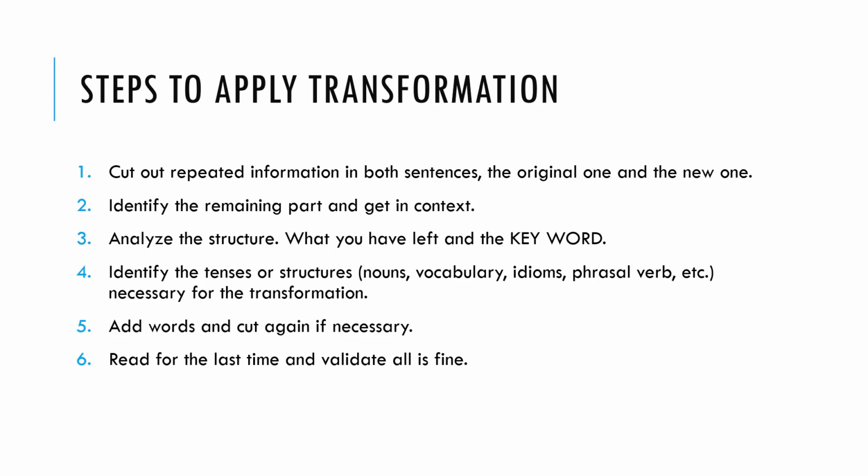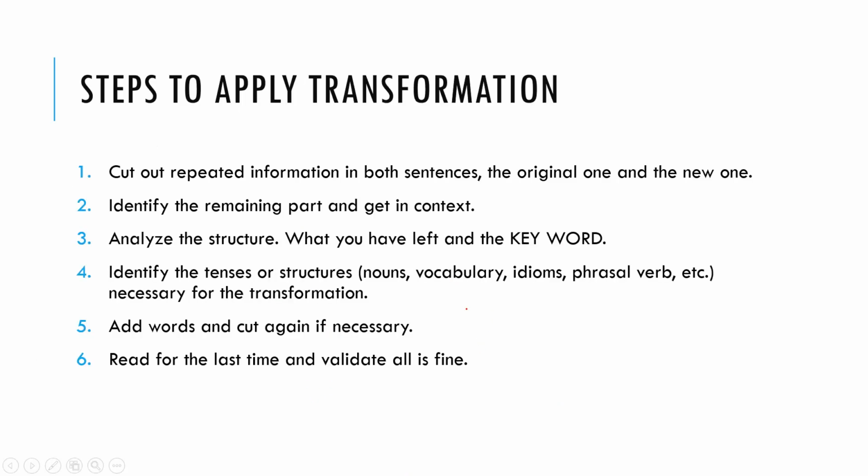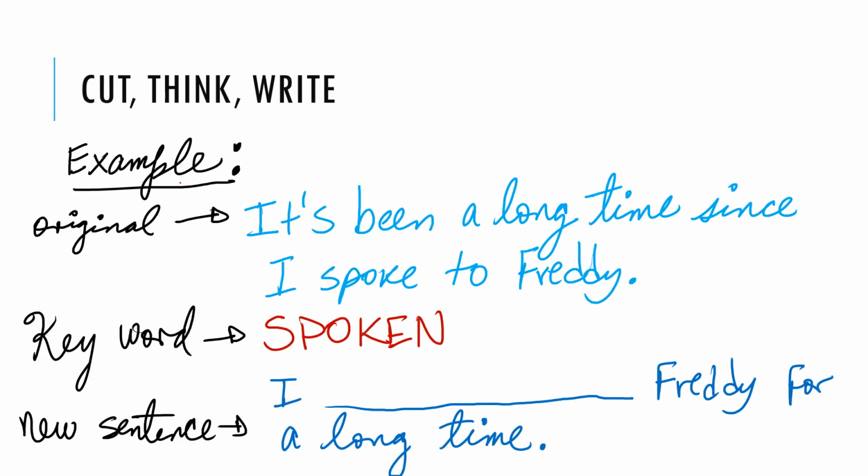So let's try to apply these steps right here. So here, the original sentence: it's been a long time since I spoke to Freddie. Okay, and then the new sentence is: I blank Freddie for a long time. So the keyword is "spoken". What I have to do is this. First, I need to get in context. For instance, I need to match, right, as it says right here, match and cut. So here I have, let's say, Freddie.